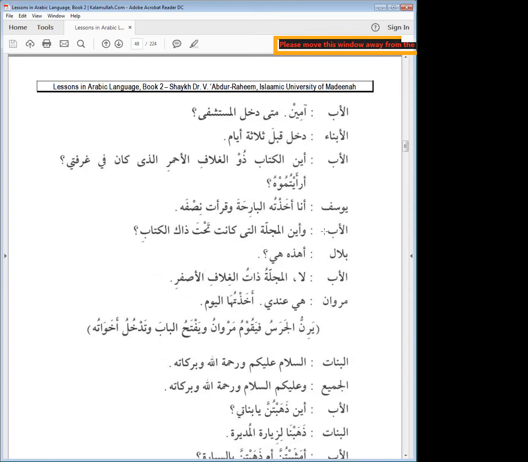Al-ab wa ayna mujallata. And where is the magazine? Where is the magazine? Allati kanat tahta dhaka al-kitab. And where is the magazine that was below that book? Bilal, ahadihi hiya, is this it? Al-ab, la, that is not it. Al-mujallata, dhatu ghilafil asfar. That the magazine, it has a what cover? A yellow cover, right?